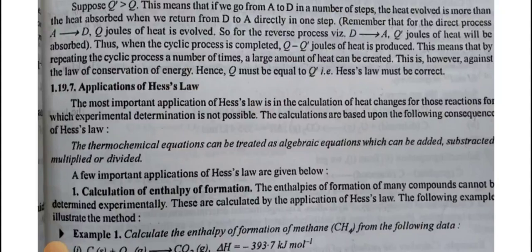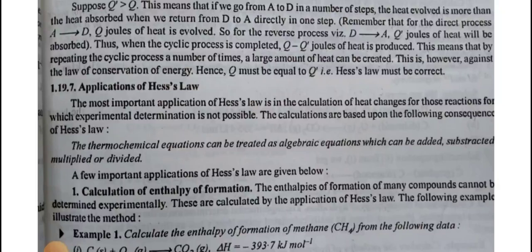Thus, the cyclic process is completed, and Q dash minus Q joules of heat is produced. This means that by repeating the cyclic process a number of times, a large amount of heat can be created. This is, however, against the law of conservation of energy. Hence, Q must be equal to Q dash. That is, Hess's law must be correct.